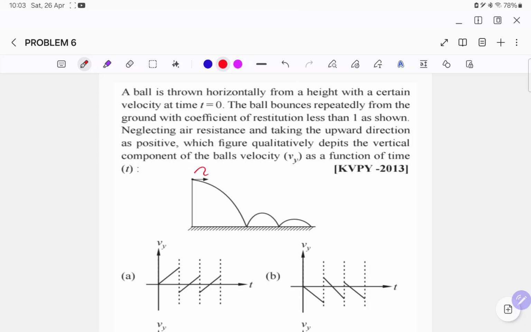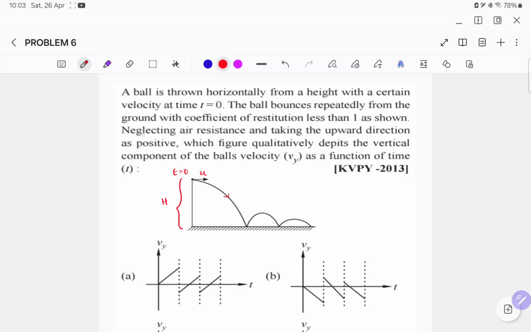Say this is some speed which we have offered for the ball in the horizontal direction. Let this be some height h. This instant we call t equal to 0, and as it is projected horizontally, we know it follows a parabolic path due to gravity.